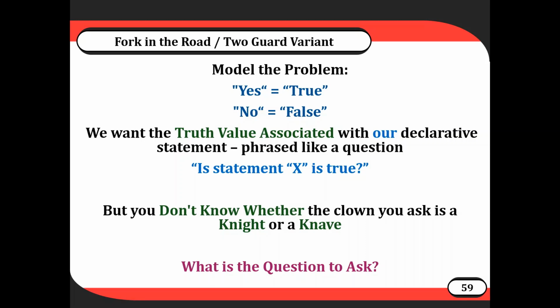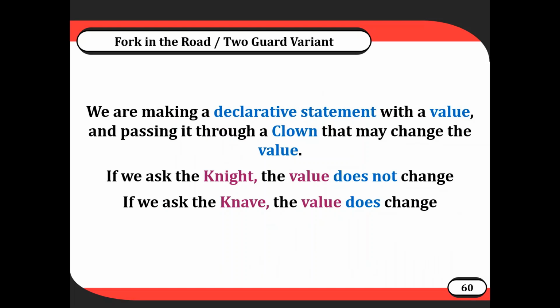So we're going to be a little bit clever here. Right, so this is what I already described. We're making a declarative statement with a value and passing it through a clown that may change the value. So we're basically asking each clown, is this true? And if we ask the knight, the value does not change. So if our statement is statement X, if X is true, then the knight is going to say yes. And if X is false, the knight will say no. And the knave will actually give the opposite answers, right? So if X is true, then the knave will say no. And if X is false, the knave will say yes.